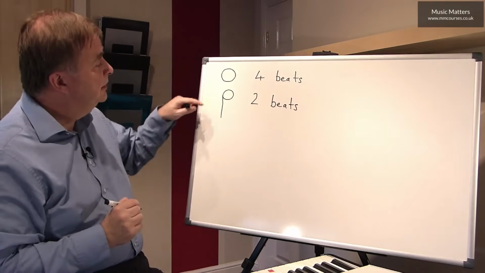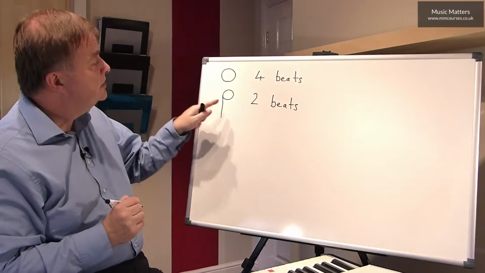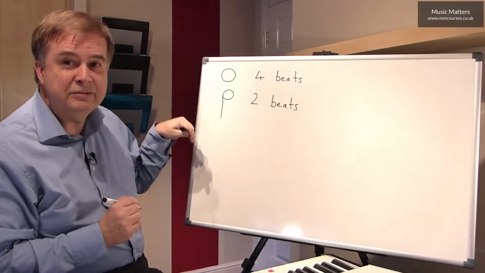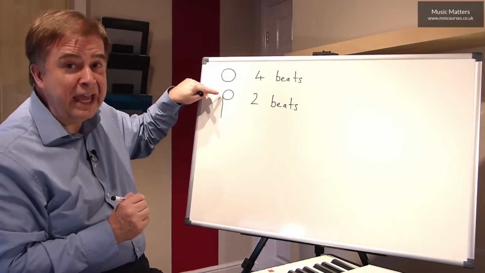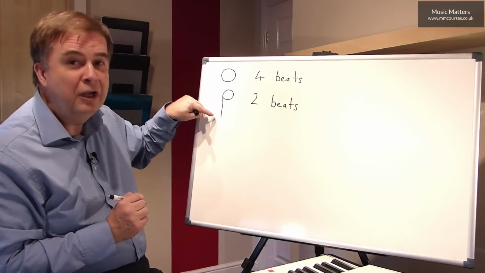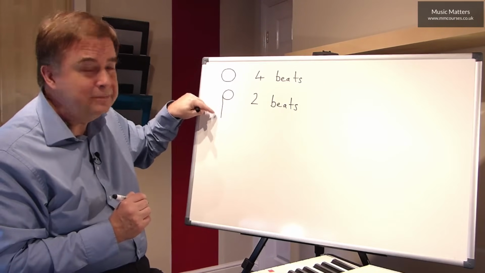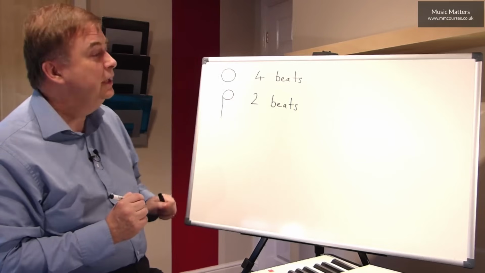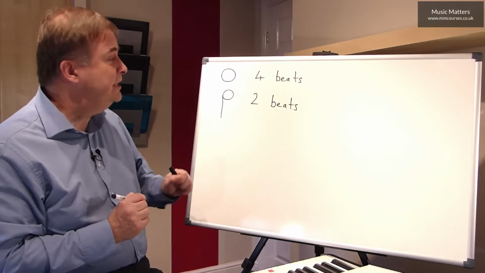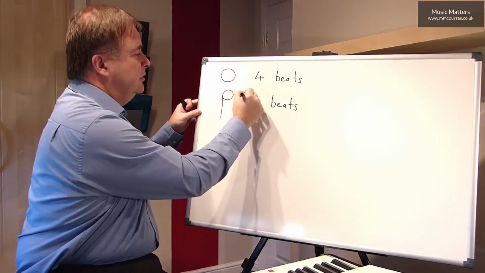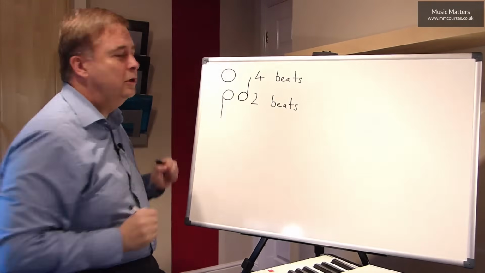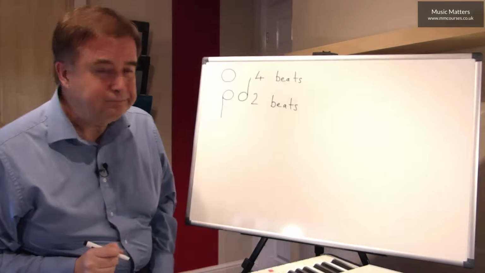It's perfectly possible for the stem on this note to go up instead of down, and we'll say a bit more about that later. If the stem goes down, it always goes down on the left-hand side of the note, and if the stem goes up, it always goes up on the right-hand side of the note. I'll just draw that so you can see exactly what I mean. So it could be written either way.